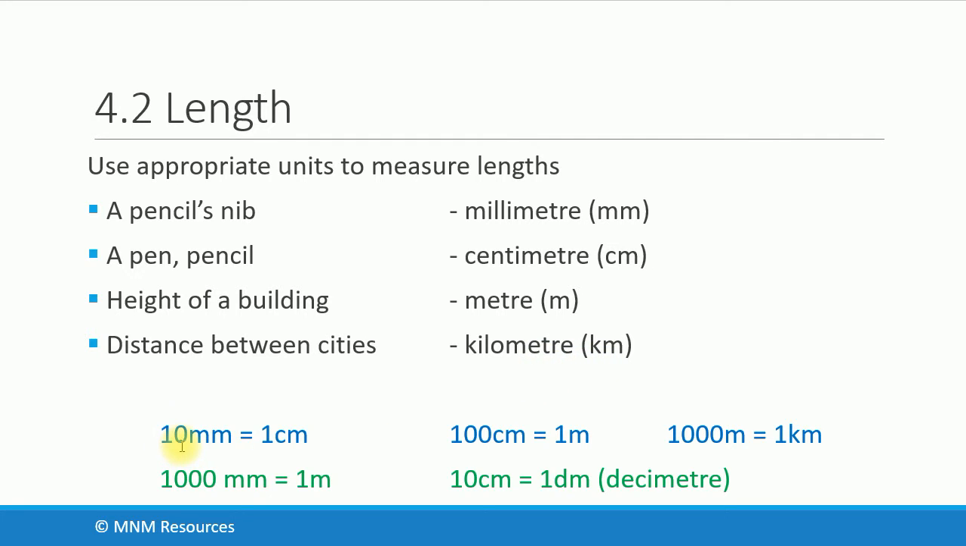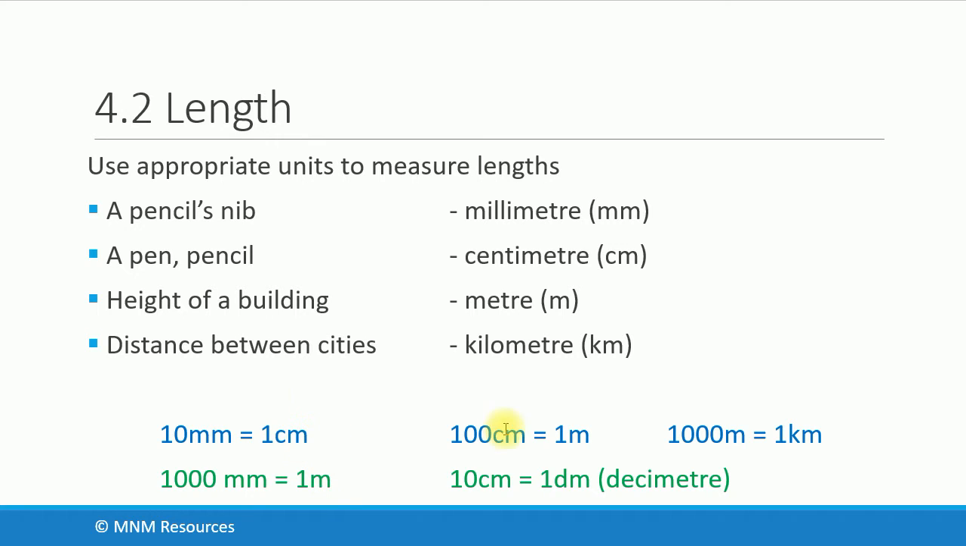So let's look at the conversion. 10 millimeters is equal to 1 centimeter. 100 centimeters is equal to 1 meter. And 1000 meters is equal to 1 kilometer. You can also write 1000 millimeters is equal to 1 meter.